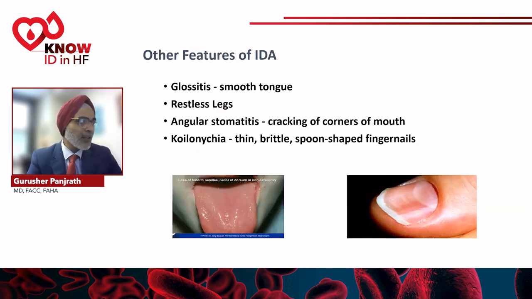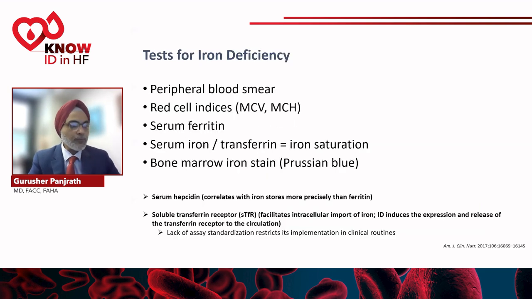The other features include glossitis, which is described as a smooth tongue, restless legs, quite common, angular stomatitis, which is cracking of corners of the mouth, and koilonychia, which are thin, brittle, spoon-shaped fingernails, which are also quite commonly seen in severe iron deficiency. So how do we really test for these?